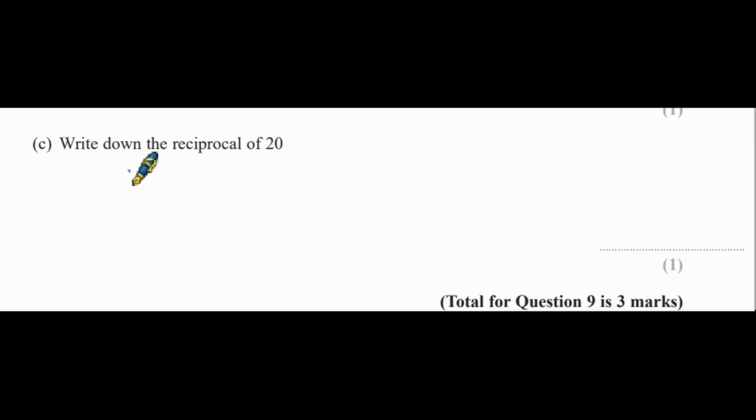And part C, write down the reciprocal of 20. Well, possibly the easiest way to describe a reciprocal is to turn a number upside down. So the reciprocal of 20 is 1 over 20.